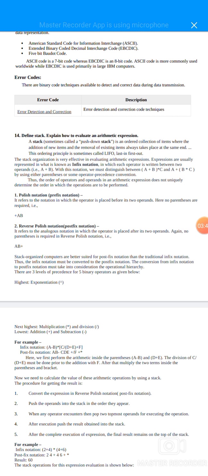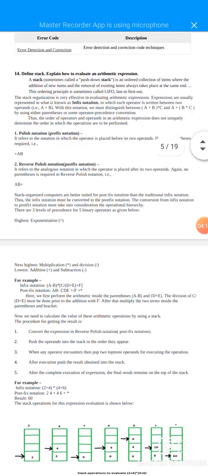Expressions are usually represented in what is known as infix notation, in which each operator is written between two operands, A plus B. With this notation we must distinguish A plus B times C from A plus B, times C. In this order of operators and operands, an arithmetic expression does not uniquely determine the order in which the operations are performed. And then Polish notation and reverse Polish notation. Polish notation is prefix notation, reverse Polish notation is postfix notation.